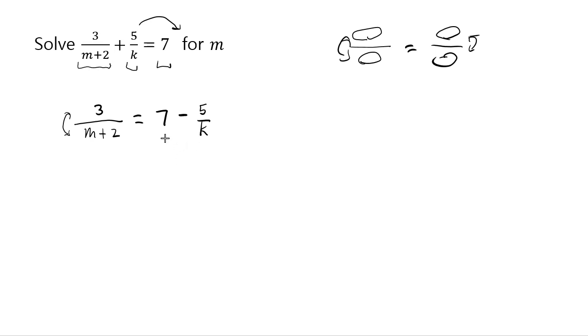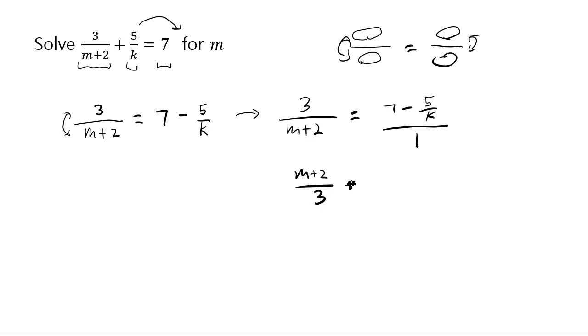However, there's a trick to make it work, which is to think of this right side as 7 minus 5 over k, over 1. Then this is indeed a fraction of this form, so I can flip both sides. So it's m plus 2 over 3 equals 1 over 7 minus 5 over k.